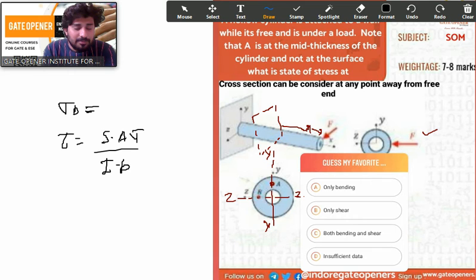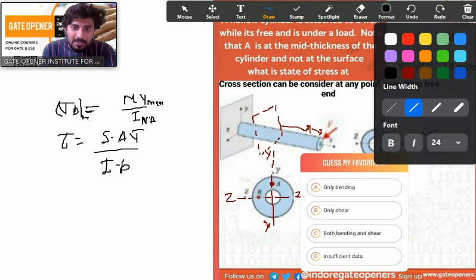Now another thing, bending stress is nothing but M by I into Y. So what is Y and what is I? I is about the neutral axis and Y is the maximum Y if we want maximum calculation. Here the given point A is at the mid of the section. So we need to understand what the bending stress is in this case. Just try to understand and figure it out.